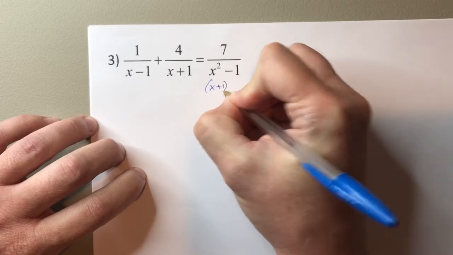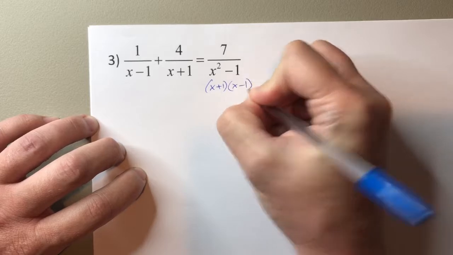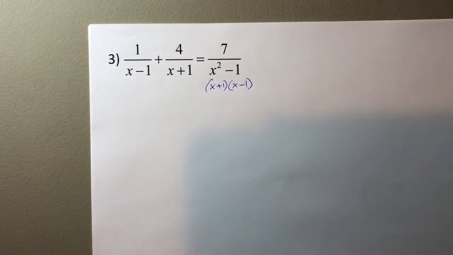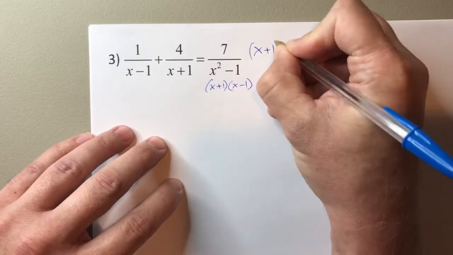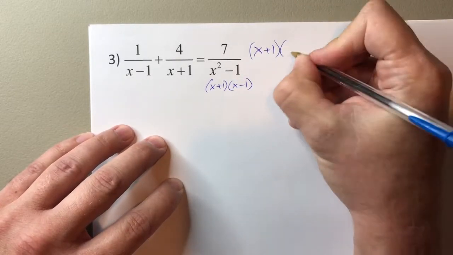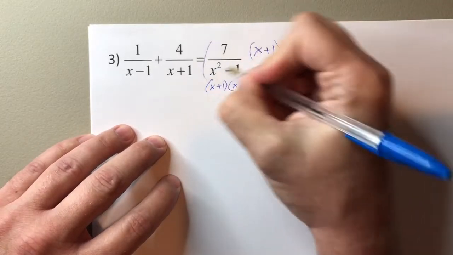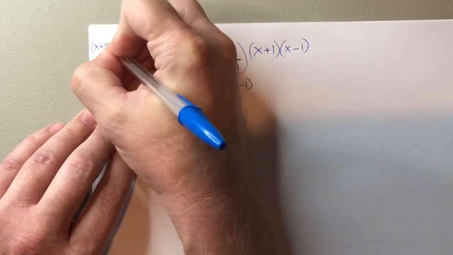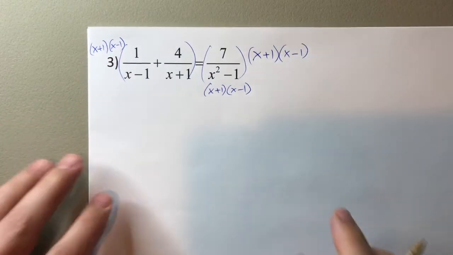We should understand that this is a difference of two squares occurring in this denominator, and the factorization of x squared minus 1 is equal to this product. So knowing that allows us to determine what? It allows us to determine that the LCD is in fact the product of the quantity x plus 1 and the quantity x minus 1. So what we're going to do is multiply both sides of this equation by that LCD. X plus 1, x minus 1.